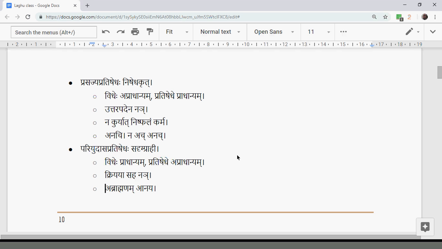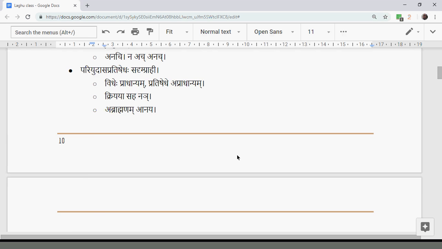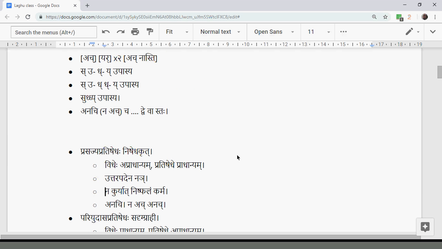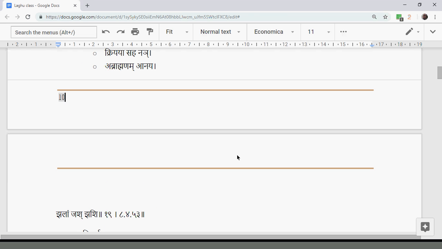In vyakarana this is seen. So every time you see nanj, what kind of a pratisheda is being done? Is it pariyudasa or prasajya? We have to inquire. And this is done in Tika. Generally, it becomes too complicated otherwise, as to in Sampradaya, what is the meaning of the sutra, whether it is Prasajya Pratisheda or Pariyudasa Pratisheda. And in Anachi cha, Pratisheda Pradhanyam is there. Therefore, Anachi means when Ach does not follow. That's all it is being said.